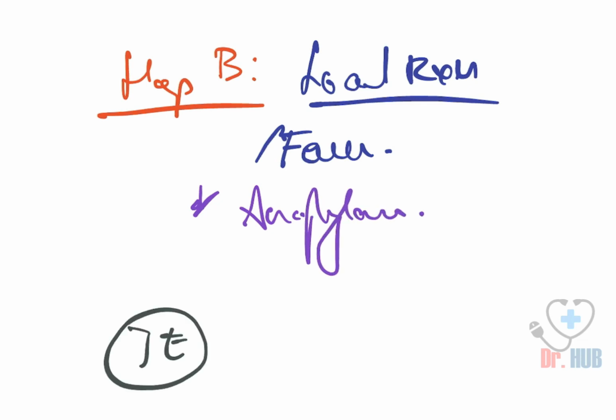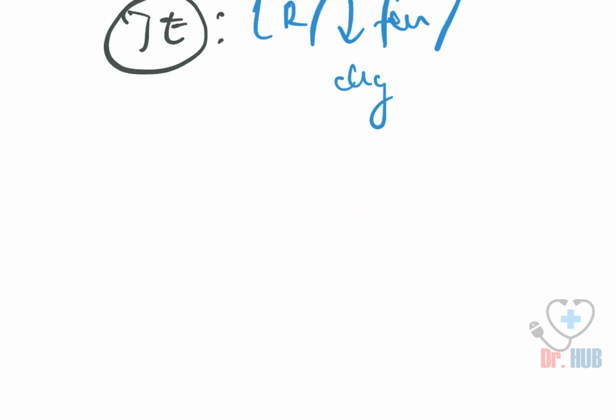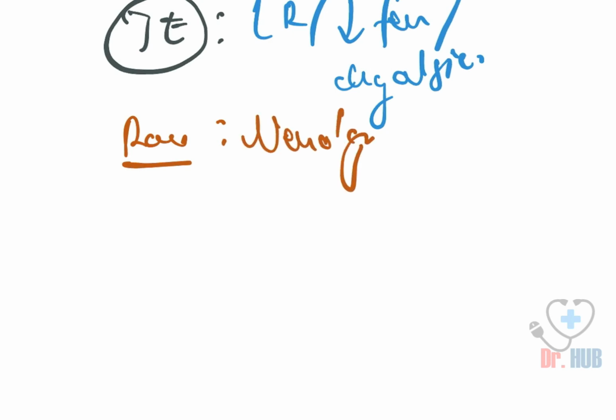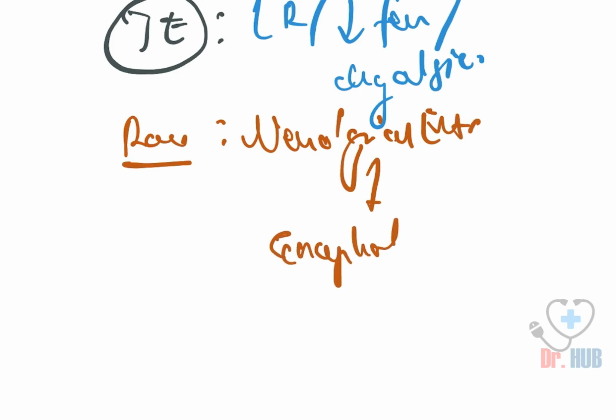Then we look at the JE, Japanese encephalitis. So this can lead to the local reaction as well as the low-grade fever, as well as the presence of myalgia. Then we look at some of the rare. In case of Japanese encephalitis, rarely it leads to neurological events, such as the encephalitis.